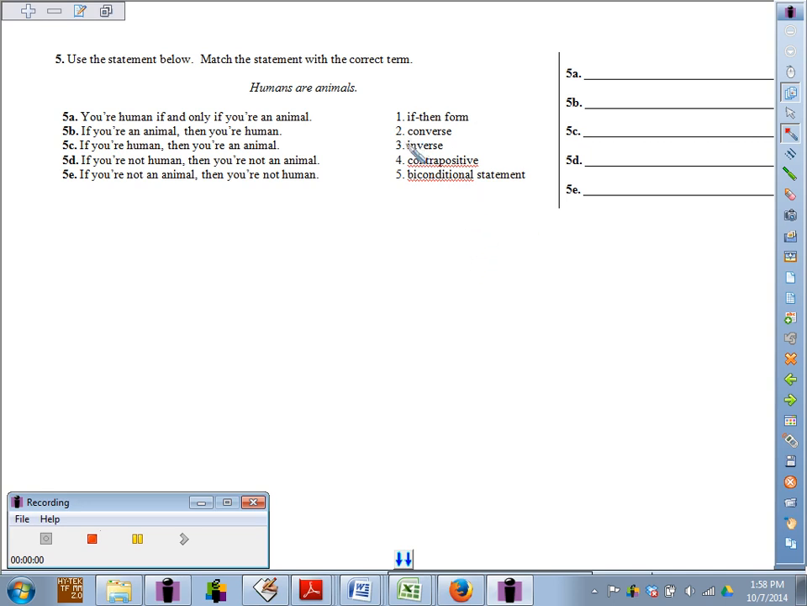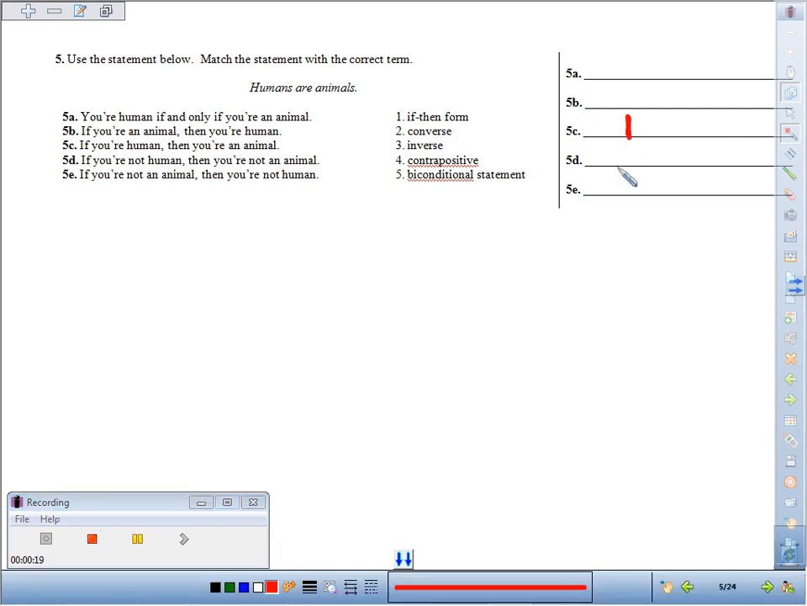Number 5, use the statement below and match the statement with the correct term. Humans are animals. I'm going to start with an if-then statement. If we write it in if-then form: if you're a human, then you are an animal. So if you're a human, then you're an animal. 5C would be the if-then form. So that'd be number 1 there.